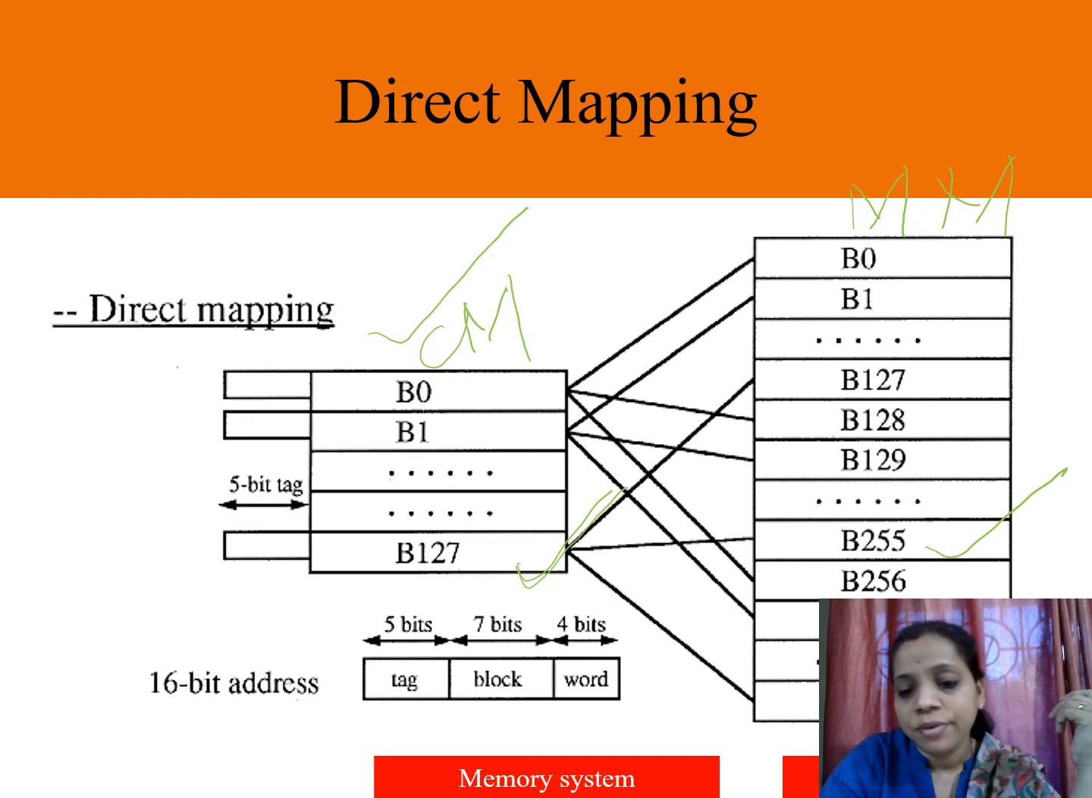In the same way, let's consider that another block wants to come into the cache memory at the same time. For ease, I have drawn this. Let's say another block, block number 127 of the main memory. After putting the formula, it also gives the same block, that is 127. Then, as per the diagram, another case: block 256 of main memory is also mapped to the same block.